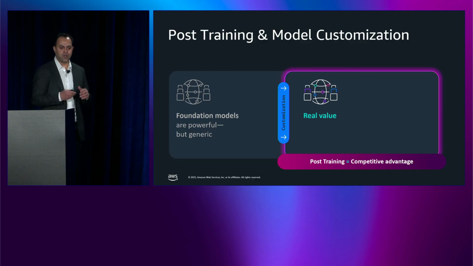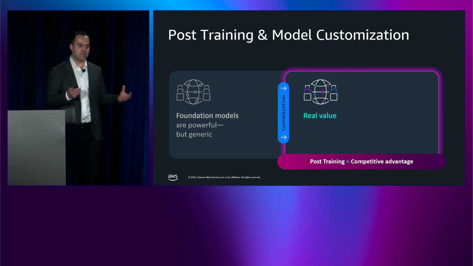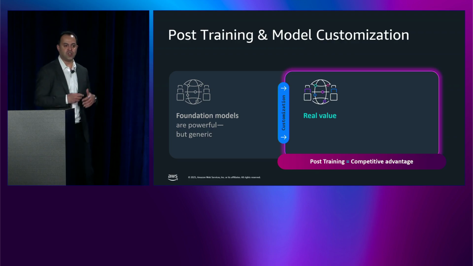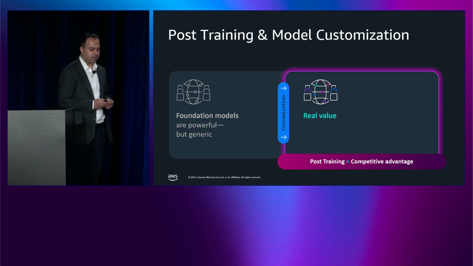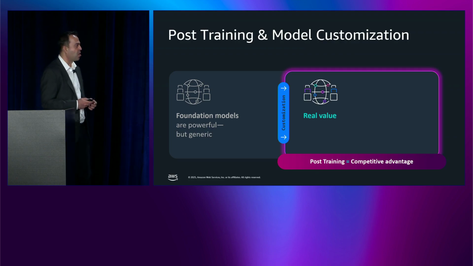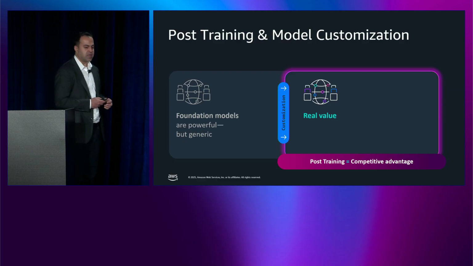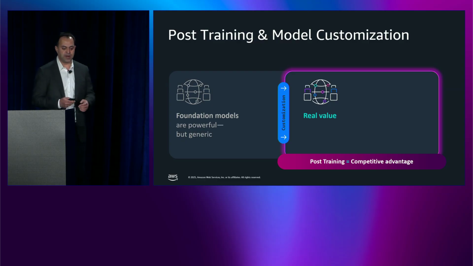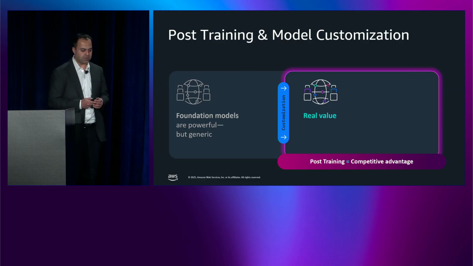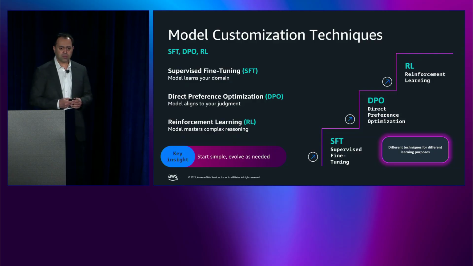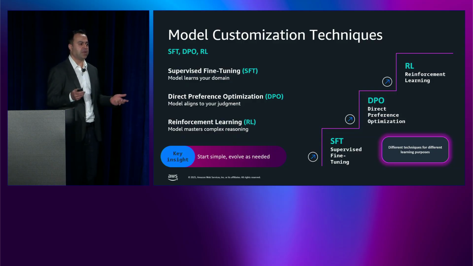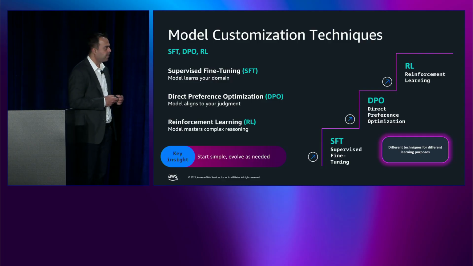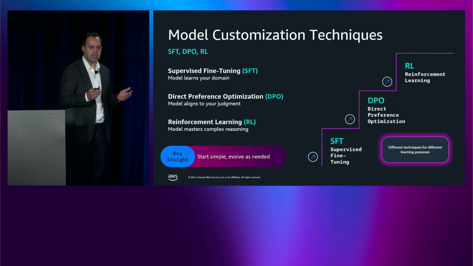OK, so we've talked about how our model learns more general information through pre-training. Let's now talk about post-training or model customization, because that's where we create real value and real differentiation. So at a high level, there are many different fine-tuning or model customization techniques available today. Let's talk about each of them and see where they're relevant.